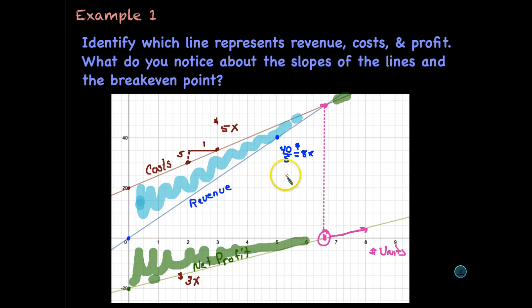So think about your slopes. If your revenue was steeper, meaning we charged more, that difference would become more and our net profit would go up. On the other hand, if our revenue was less, we charge less, maybe only $6, then that difference is only 1 and our net profit line would become more shallow. So always think of the correlation or how these three are interrelated: cost, revenue, and profit as far as their slopes go.